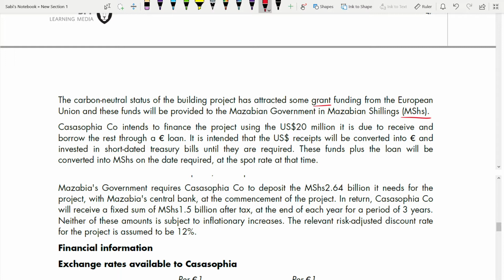Now, Casasophia intends to finance the project using US dollar 20 million. See how it is going to fund that investment: using the 20 million US dollars which they are going to receive from their US customer. The rest they are going to borrow through a euro loan. It is intended that US receipts will be converted into euro and invested in short-dated treasury bills until they are required. This fund plus the loan will be converted into MSH at the date required at the spot rate at that time.